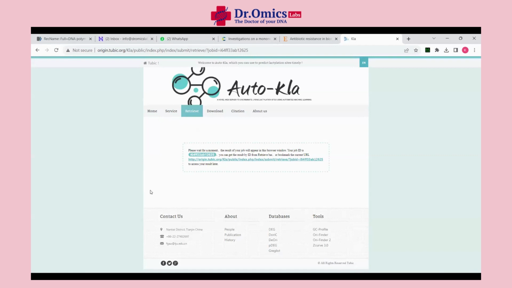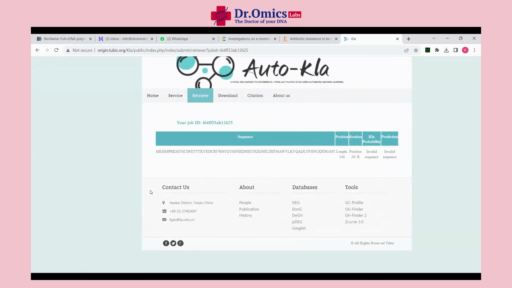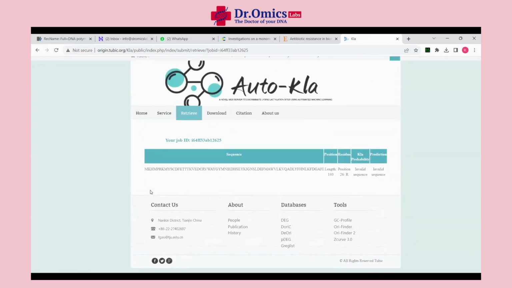Okay, it will come back. Don't worry. It will come. Length 150. Position 26R. Position residue 26R. Invalid sequence. Invalid sequence. Why is this an invalid sequence? Madam, go to services again.